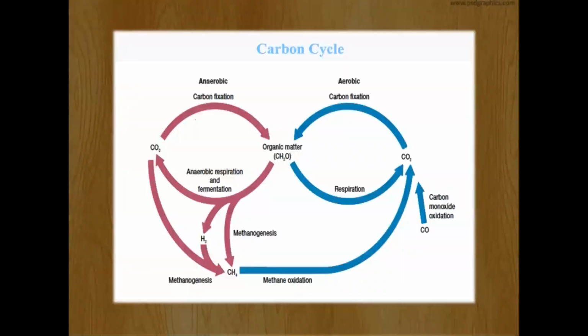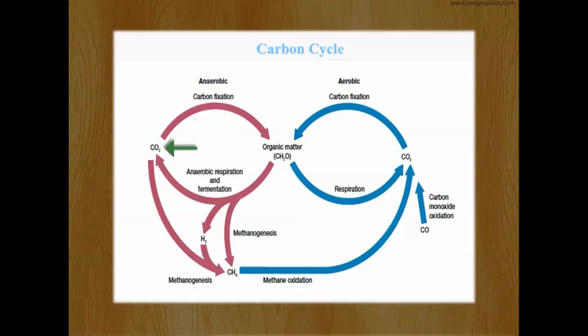Now let us once again move back to the carbon cycle. We see that carbon can exist in many forms. One is carbon dioxide, one is CH2O, one is methane, another is carbon monoxide. So these are the different reservoirs of carbon. Carbon dioxide is converted to CH2O through the process of carbon fixation. Again, it is released from the CH2O form through anaerobic respiration, fermentation, or respiration. Further, carbon monoxide can be converted to CO2.